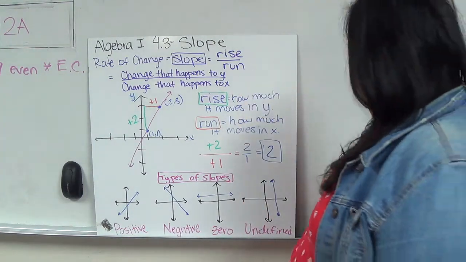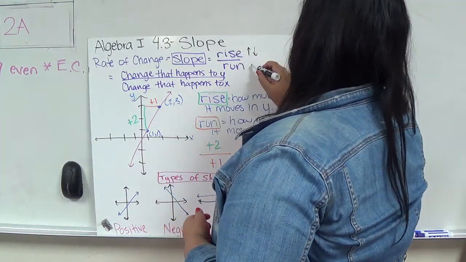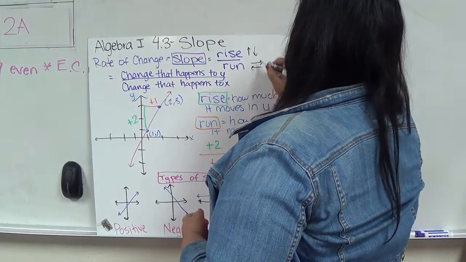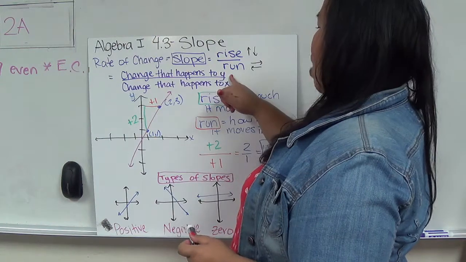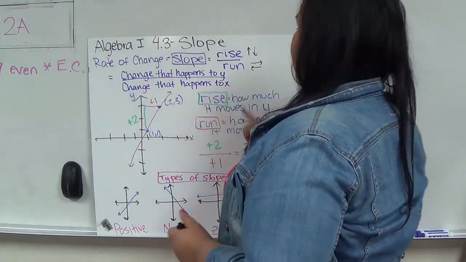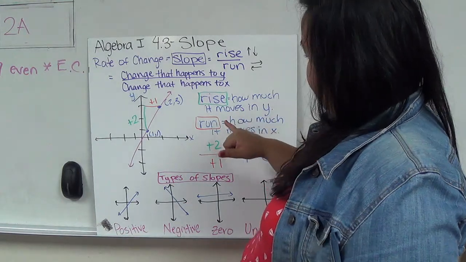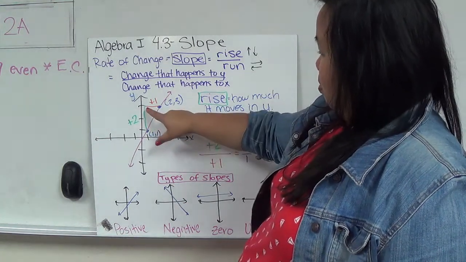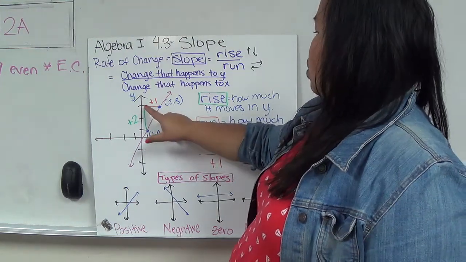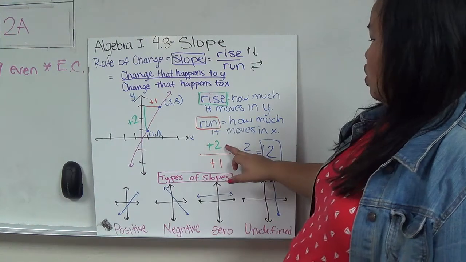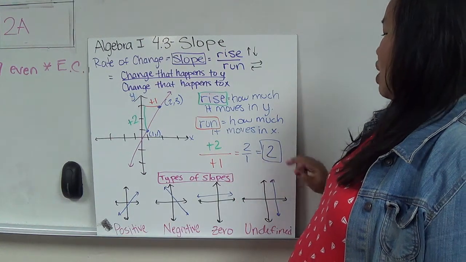So rise is up and down. Okay, positive, negative. Run is left and right. Positive, negative. So it's the change that happens to y over the change that happens to x. So in this case, the rise, it moves up 2. Okay, so it's positive 2. And then the run is it moves to the right 1. So it would be positive 2 over positive 1. So you'd have 2 over 1, which is the same thing as 2.